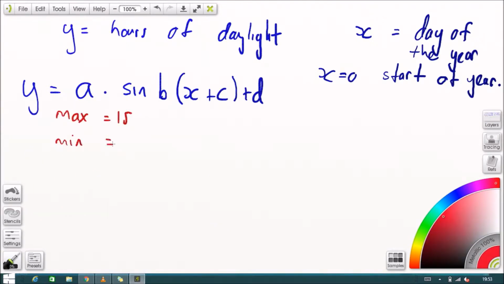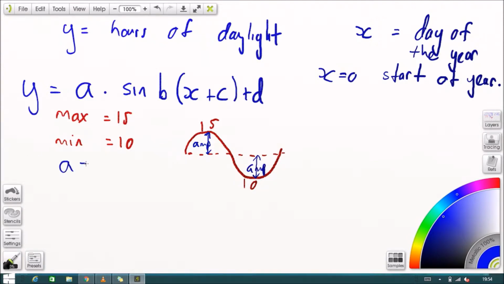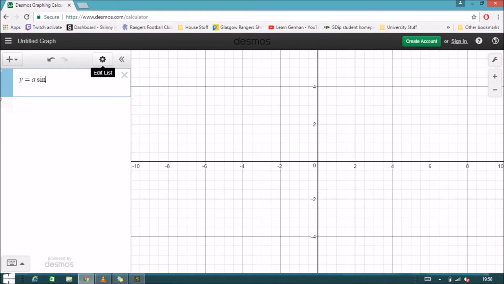Right, looking at the amplitude first, the maximum value is 15, the minimum is 10. So if we draw a graph of that, roughly it's going to look like this. There's some middle point, that's the rest point of the graph. It goes up to 15 and down to 10. The distance it goes from rest is the amplitude. So our amplitude is from the resting point up to the top of a wave or down to the trough. That's 15 minus 10 divided by 2. The distance it moves up or down is 2.5, so that'll be 2.5 hours up or down.